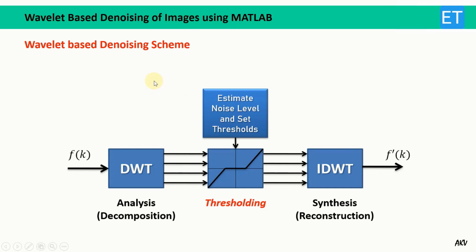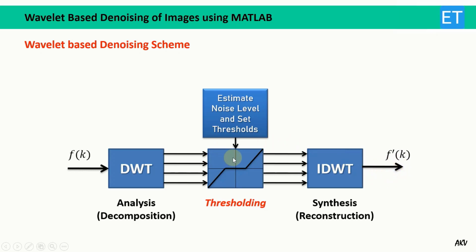And this is the wavelet based denoising scheme. Here you can see that the input signal or image is first decomposed into various wavelet coefficients using the discrete wavelet transform. These wavelet coefficients, particularly the detail coefficients only, are thresholded, and then these thresholded coefficients are collected together, and by using the inverse discrete wavelet transform we get our denoised image back.